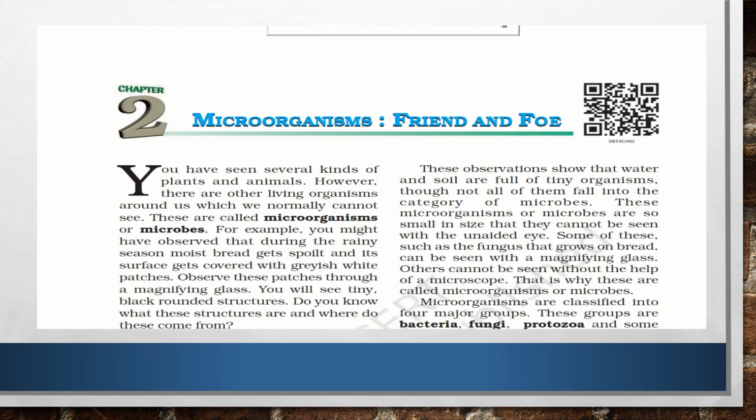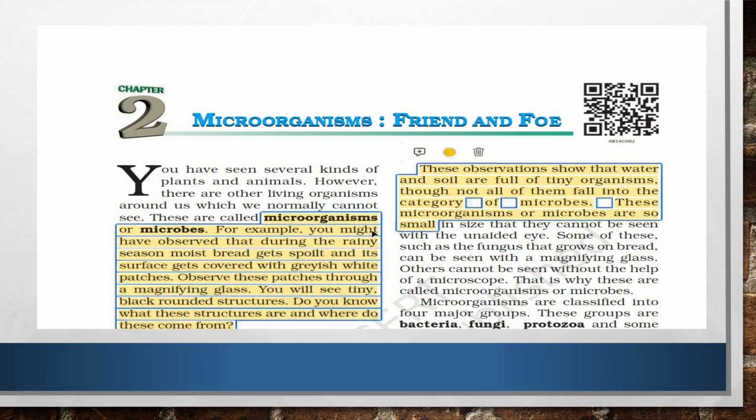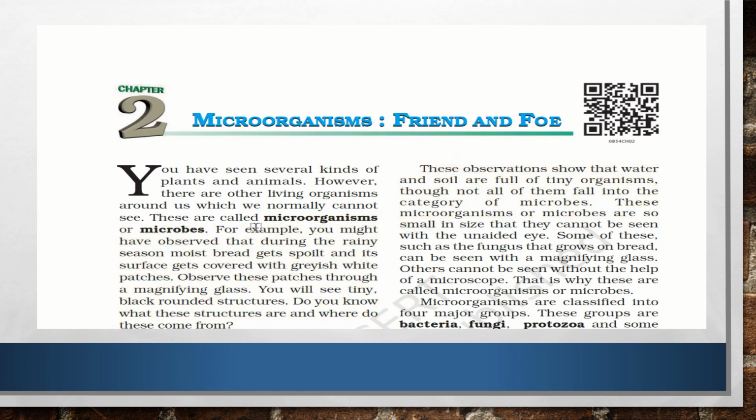So let's get started with today's lesson, that is the microbial world or the microorganisms, friend and foe. So what are microorganisms? The living organisms, they are present everywhere. These are only seen under the instrument called microscope, and they are too tiny to be seen by the unaided human eye. So these are called microorganisms or microbes.